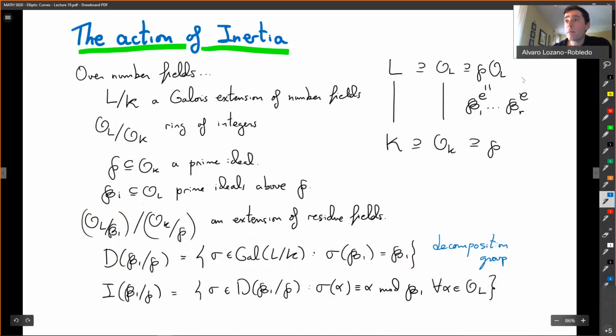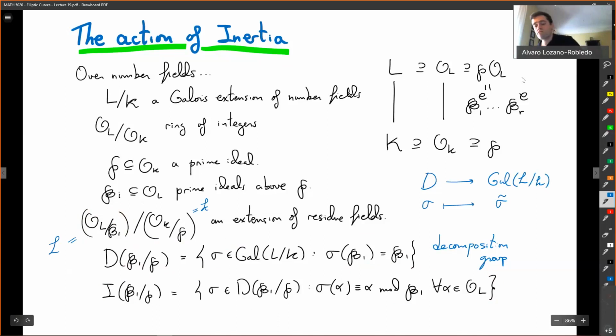Okay, so you have a map from the decomposition group to the Galois group of that extension of residue fields, which I'm going to call little l over little k. So if this is little l, this is little k. And then I have a map from sigma to sigma twiddle. That map makes sense because the decomposition elements fix beta one. And then the kernel of this map is what inertia is.